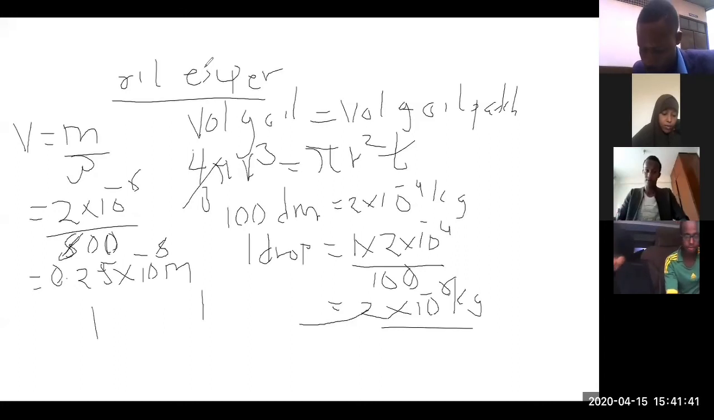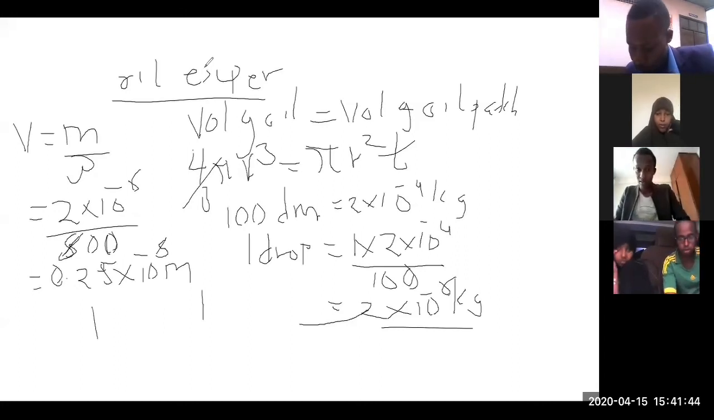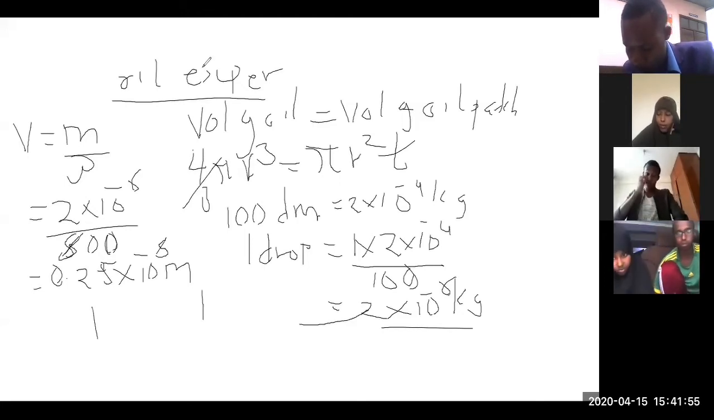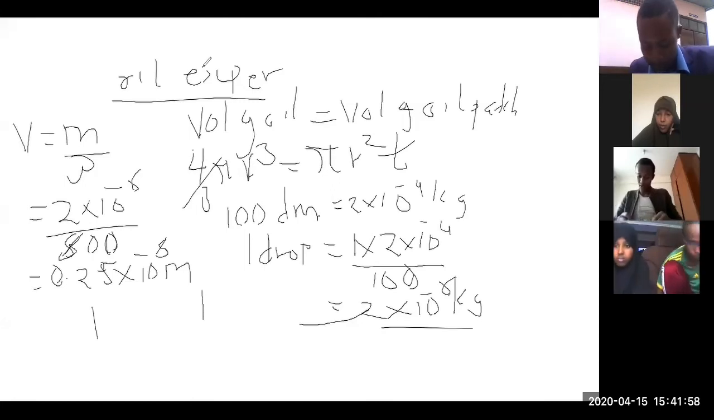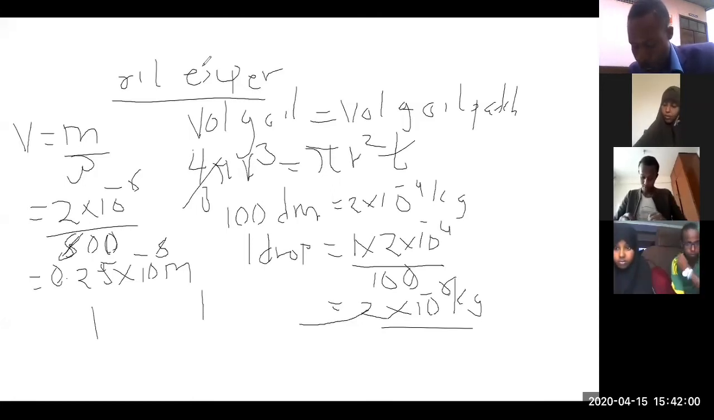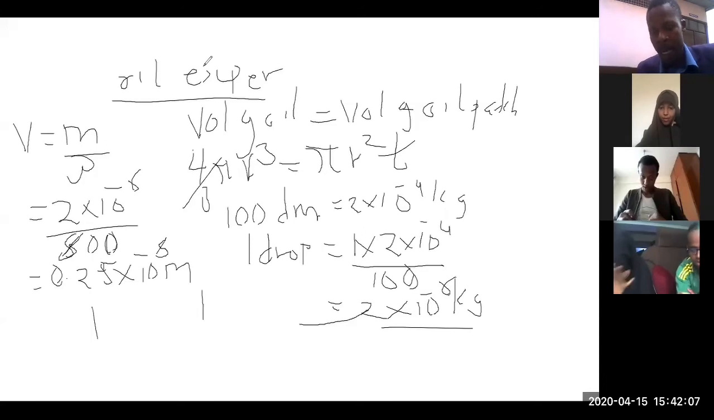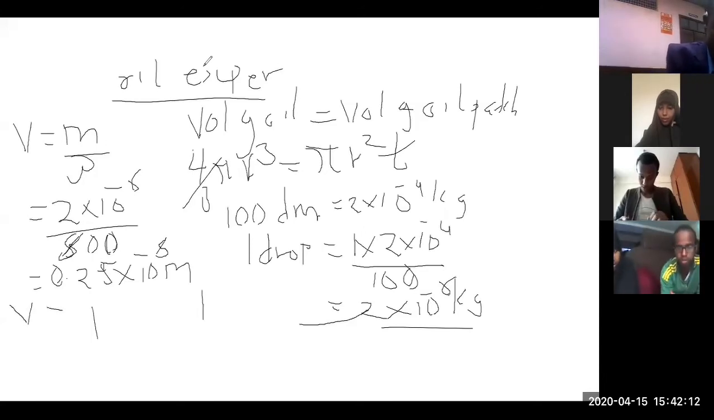Now we go ahead with the question. The question says, one of the drops is placed on a clean water surface and it spreads to form a uniform film of diameter 50 centimeter. Oh, sorry, there is no square there. The diameter is supposed to be 50 centimeter. Now determine the diameter of the oil molecule, which is the same as the thickness of that layer.